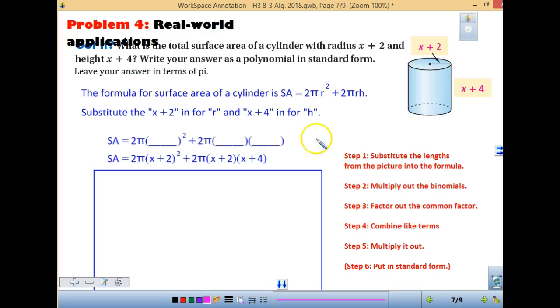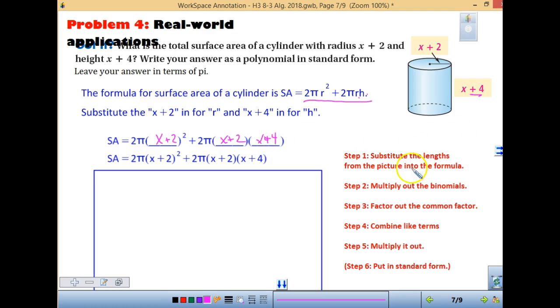It says, here's the formula for surface area. Surface area equals 2 pi radius squared plus 2 pi radius height. So the first thing we might want to take a look at is that 2 times pi, and we're going to put in our radius, which was x plus 2. And then we are taking it times our radius, which was x plus 2, in the formula, and then our height, which is x plus 4.